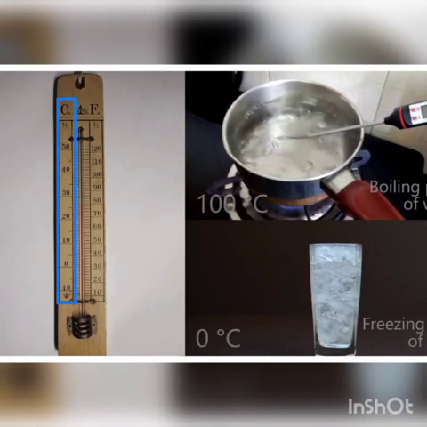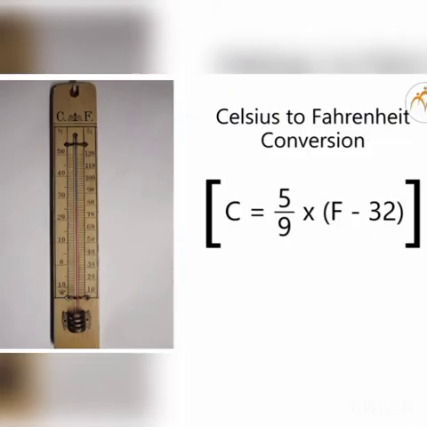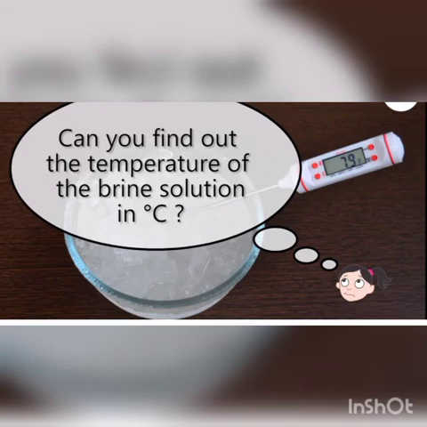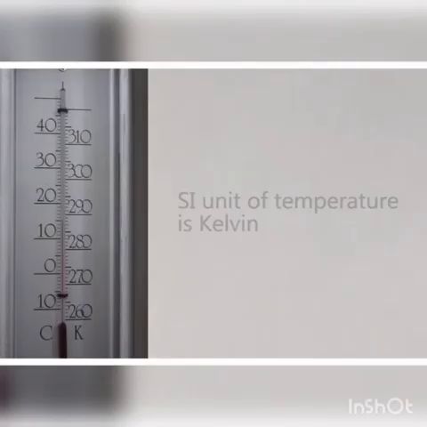Kelvin is an absolute temperature scale. The formula for converting Fahrenheit to Celsius is C equals 5 divided by 9 multiplied by, in brackets, F minus 32. On page number 100 you can see some examples of it. Can you find out the temperature of a brine solution? It's 7.9 degrees F.